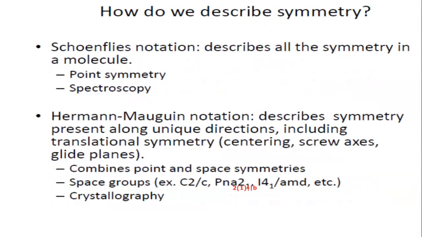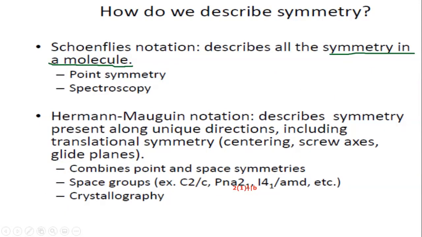So in point symmetry, you learned about Schoenflies notation, which describes the symmetry within a molecule. So that's what point symmetry does. And make sure you make that distinction that this describes symmetry in a molecule. And we learned the point symmetry.